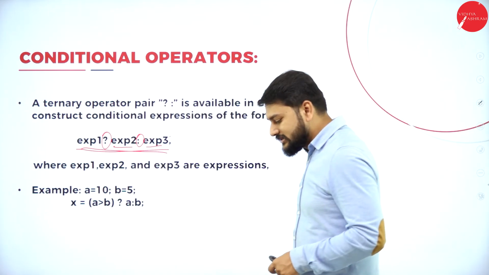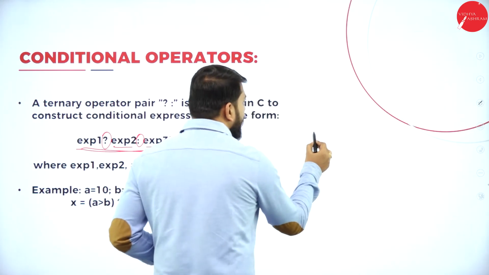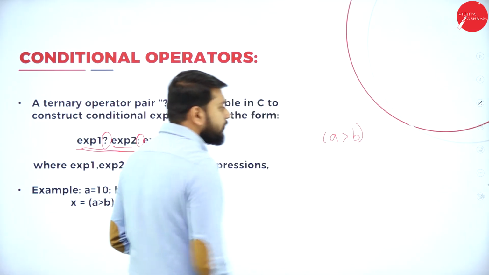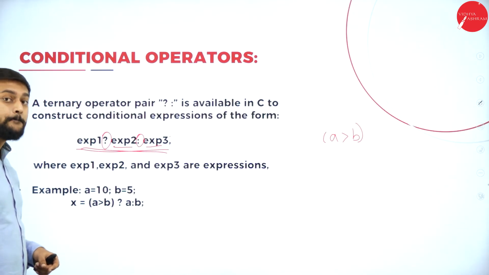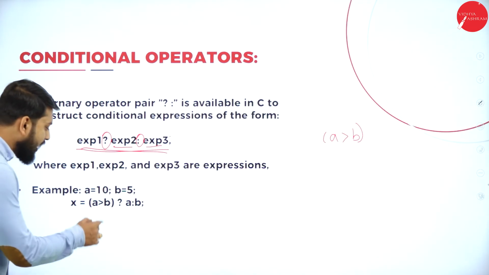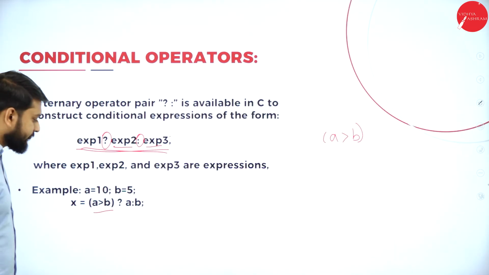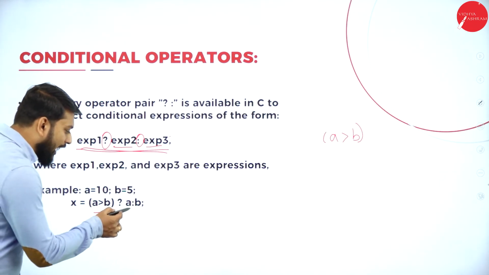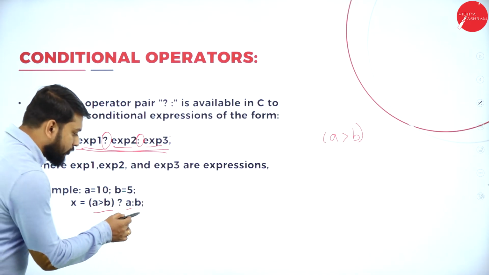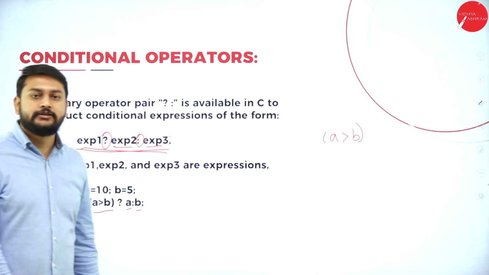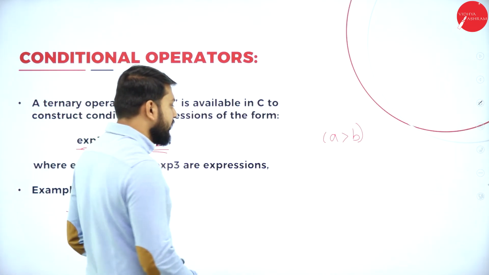What exactly is this? So please understand, I have A is greater than B. This is what I have written. If this condition is true, I will print A. Otherwise, I will print B. That value I will be storing in X. I will repeat this once again for all of you.